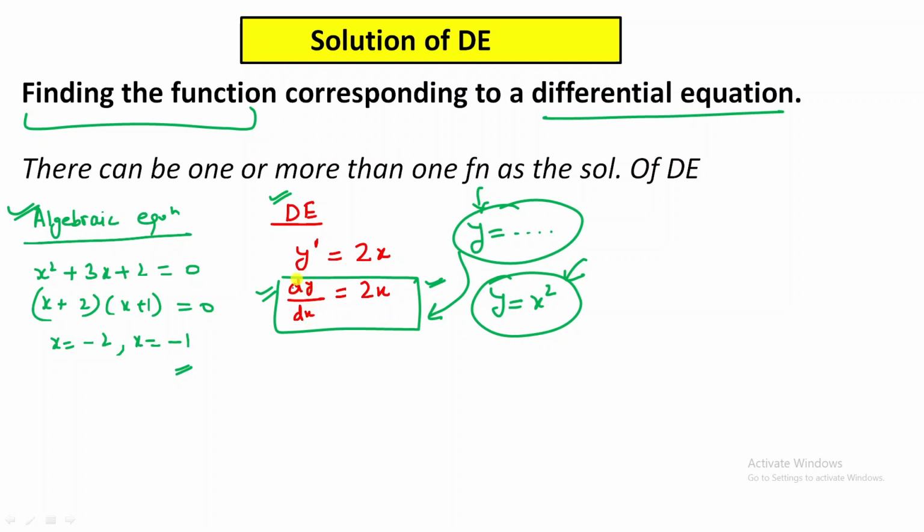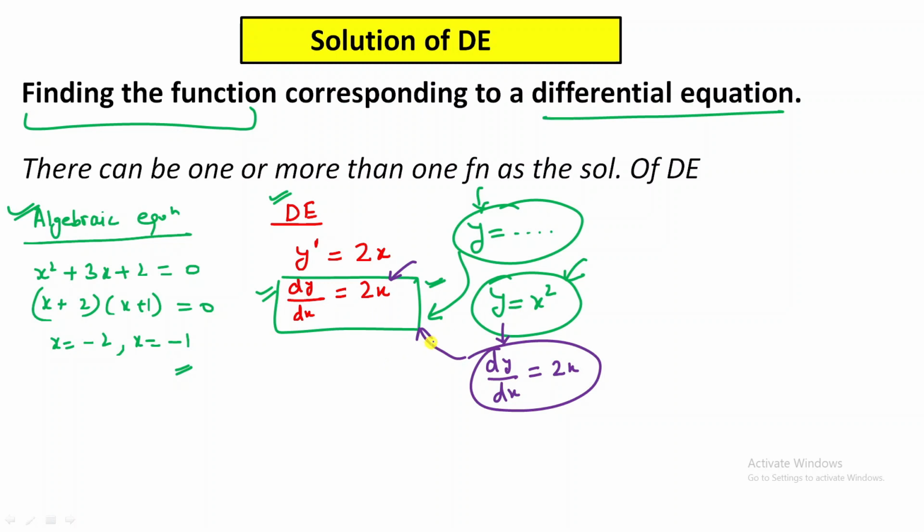You want dy upon dx, that is the derivative. So if you find the first order derivative of y, what will you get? dy upon dx equal to 2x, right? If you differentiate this, you will get the same thing. That means this is an actual solution of this differential equation. So this function is the solution of this differential equation.